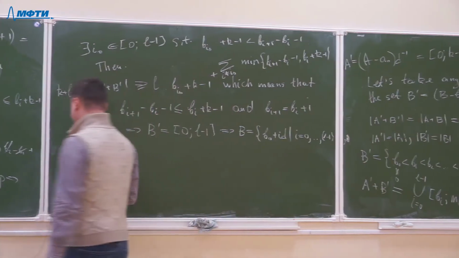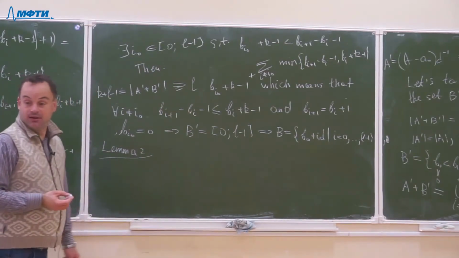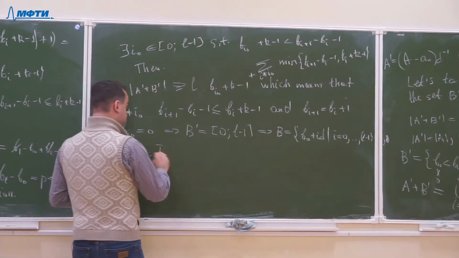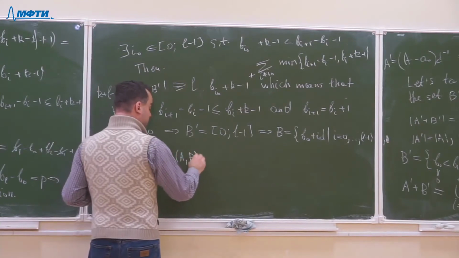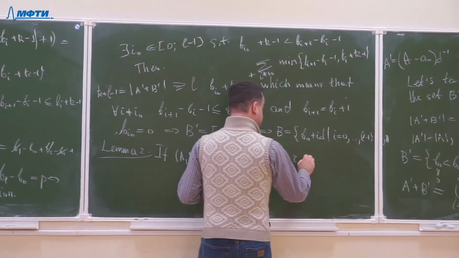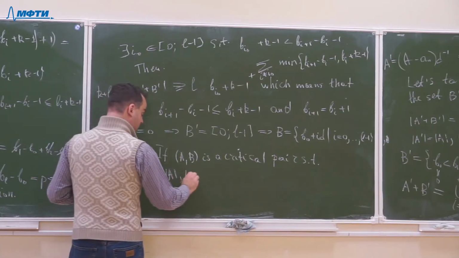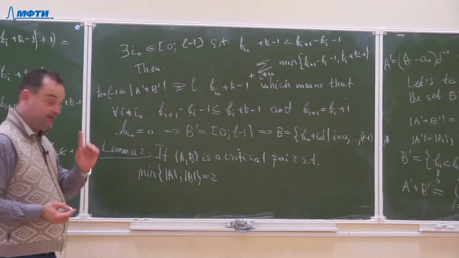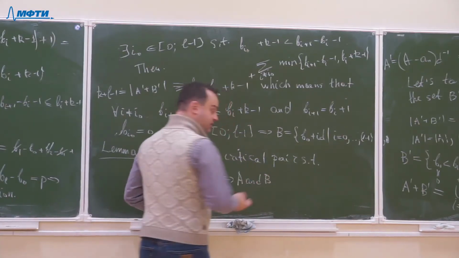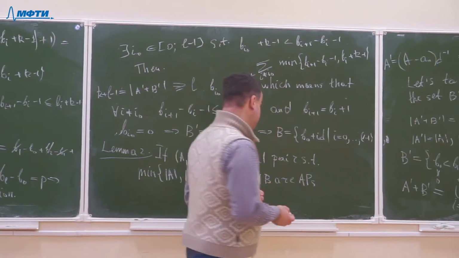Lemma 2. This is a short lemma, which says that if AB is a critical pair such that the minimum between the cardinality of A and the cardinality of B is exactly 2, then A and B are arithmetic progressions with the same difference.